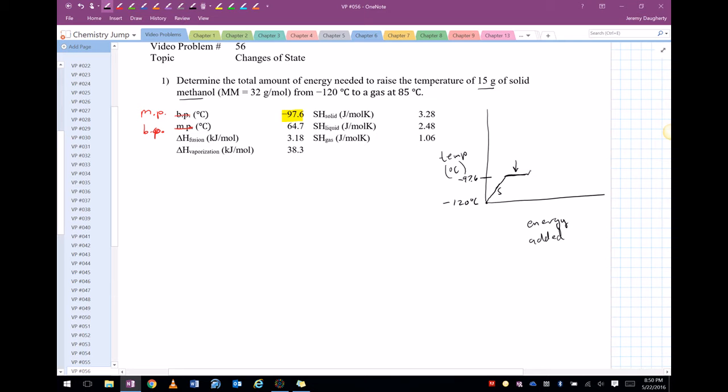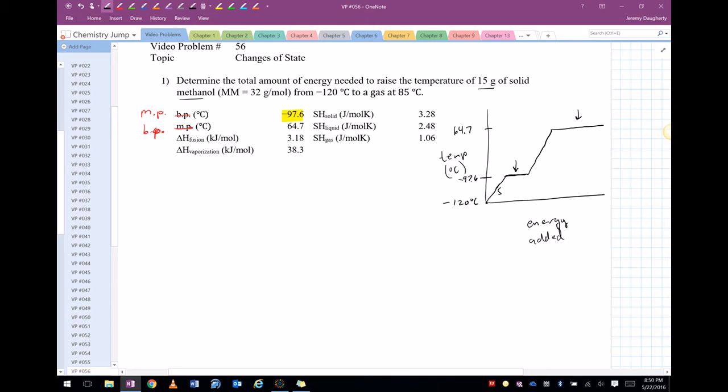And then we're going to increase the temperature to 64.7, and that is the boiling point. So at that point, again, temperature is not increasing, so we're not increasing our kinetic energy. What we're increasing is our potential energy. All of the energy is being used to completely break the intermolecular forces, completely breaking the attraction that the molecules have for each other to turn it into a gas.